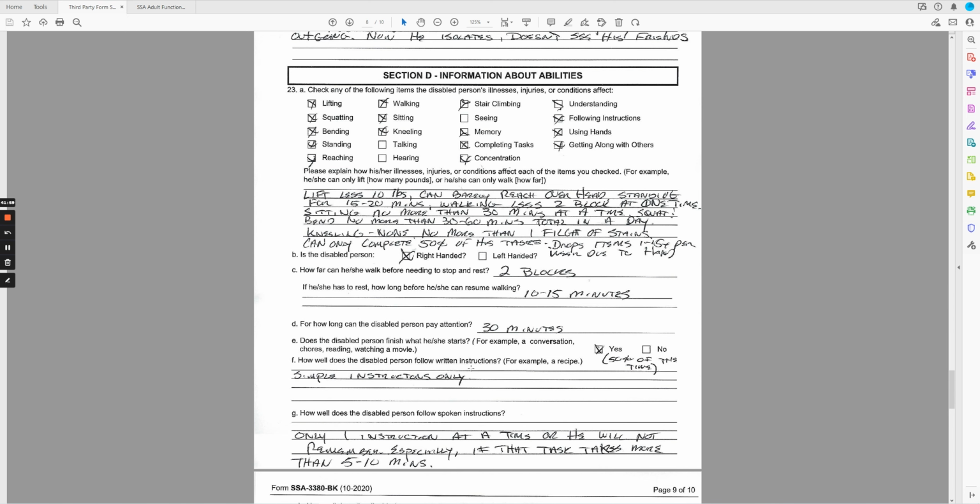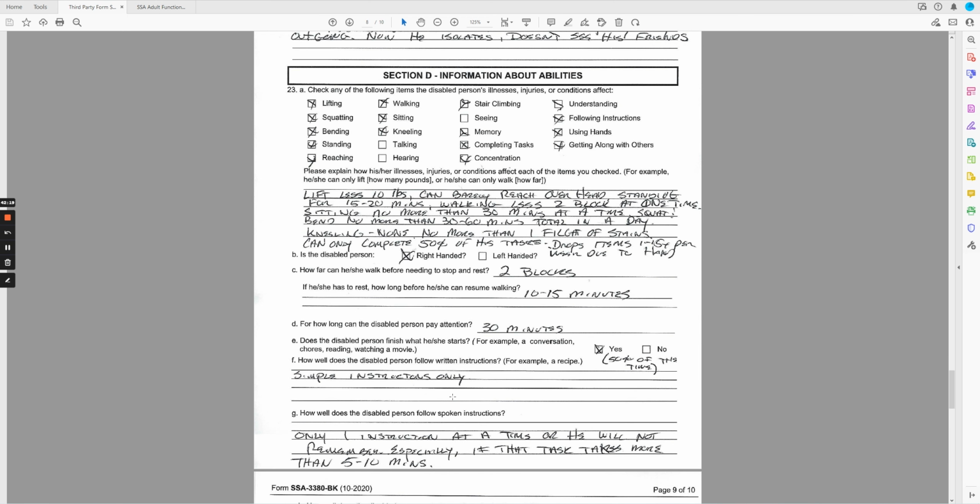Does a disabled person finish what he or she starts? For example, a conversation, chores, reading? Yes, 50% of the time. So if it's no and they never complete it, then go ahead. But make sure if there's any like 10%, 20%, go ahead and hit yes, but give the percentage of the time they actually complete it.